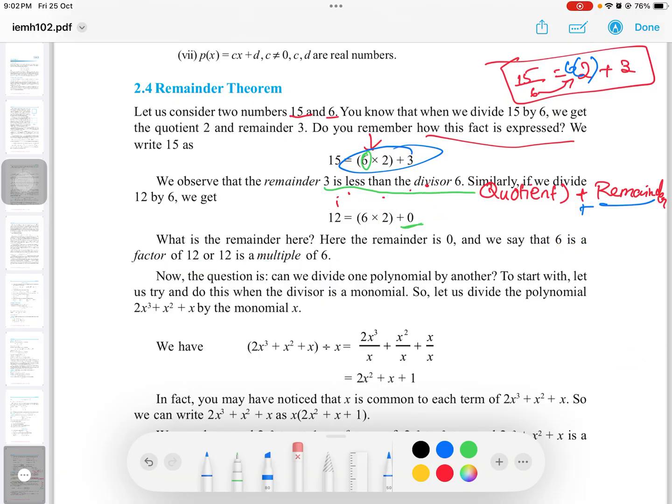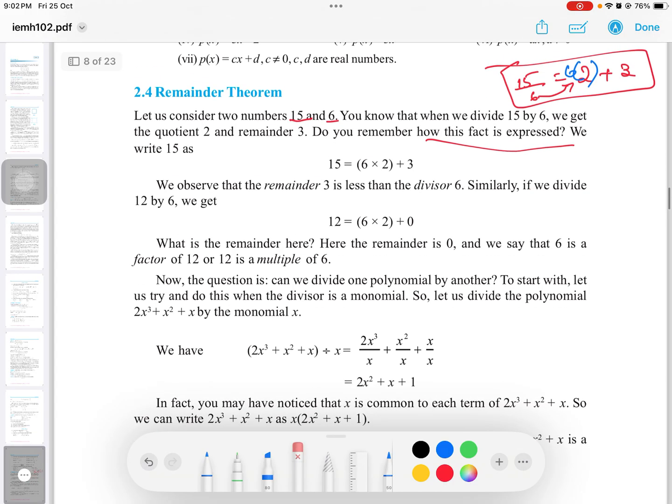Now we all know how to divide like this. This is very obvious. I just wrote that dividend equals divisor times quotient plus remainder, and that is called Euclid's division lemma. You would learn that in 10th grade, in the first chapter.